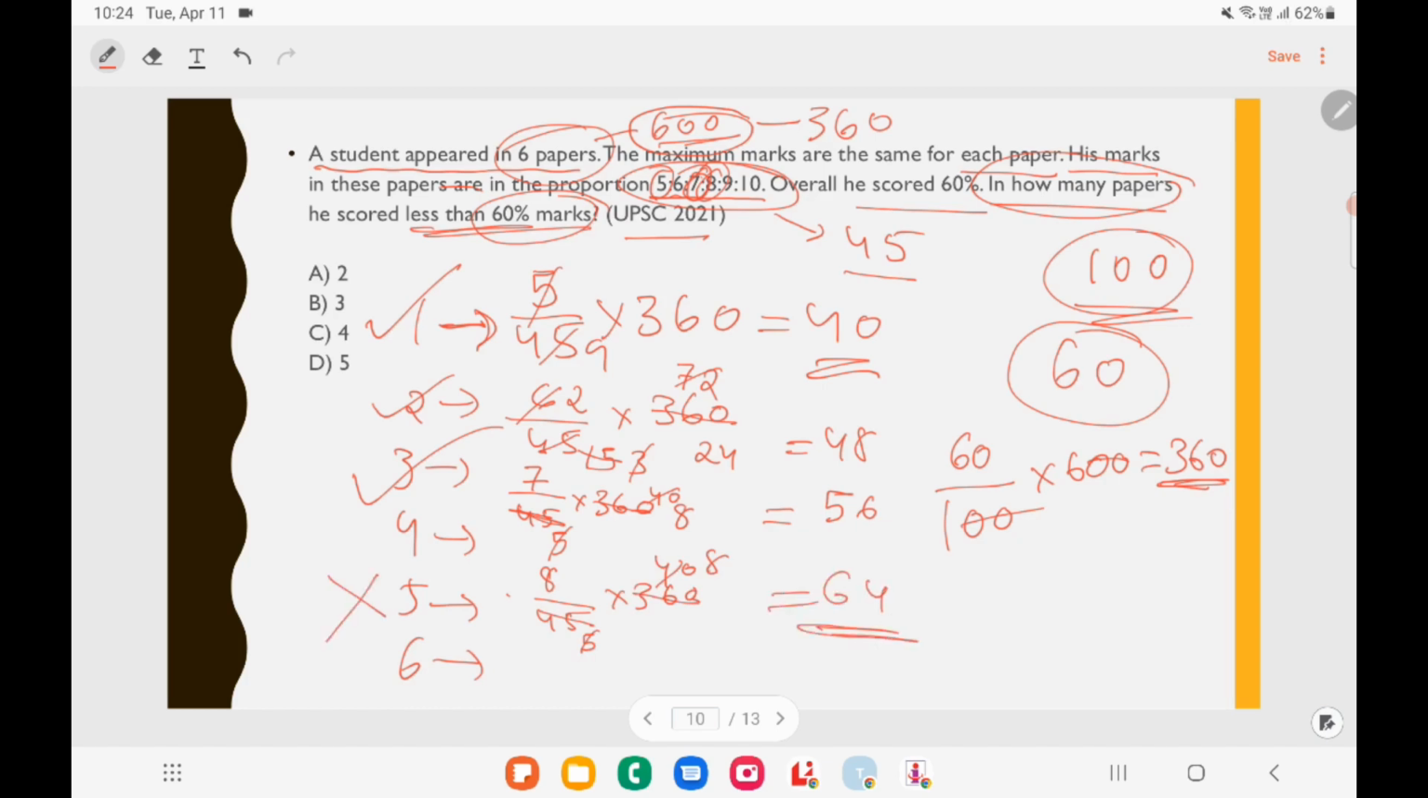So this won't come, and this will also won't come because the ratio is 10. Actually the ratio for 5 is 9 and ratio for sixth paper is 10. So it is getting higher. So this 3 won't come. Okay. And this 3 will come. So answer is option B3. So in this way you need to solve this question.